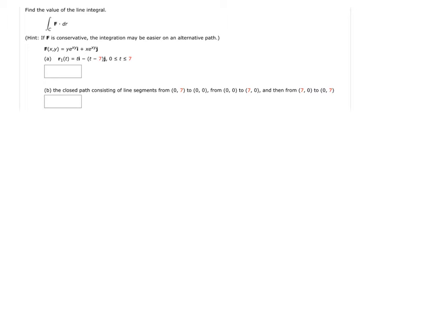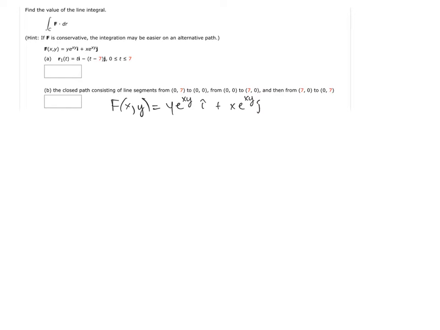Okay, so for this question, they ask you to find the value of the line integral, and if F is conservative, then the integration may be easier if you use the alternative path. So I'm gonna test to see if F is conservative. F(x,y) is y e^(xy) i and x e^(xy) j.